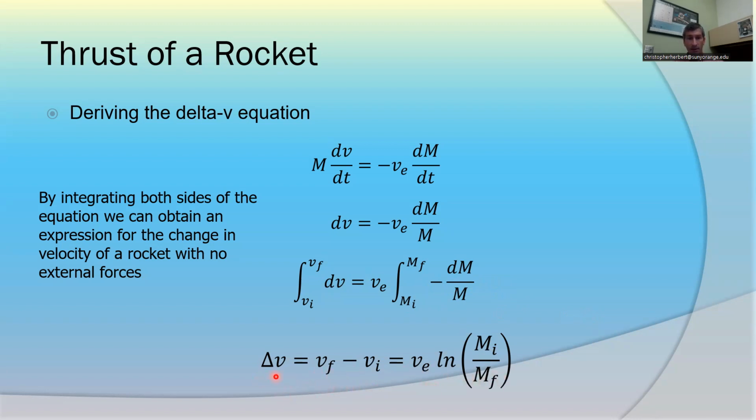This allows us to calculate how much change in velocity will take place for a given exhaust velocity. This is very, very important: how quickly the exhaust is given off. Hopefully that is a constant value, so that makes this valid, because VE has to be a constant. But this natural log represents how much initial mass I have compared to how much mass I have at the end.